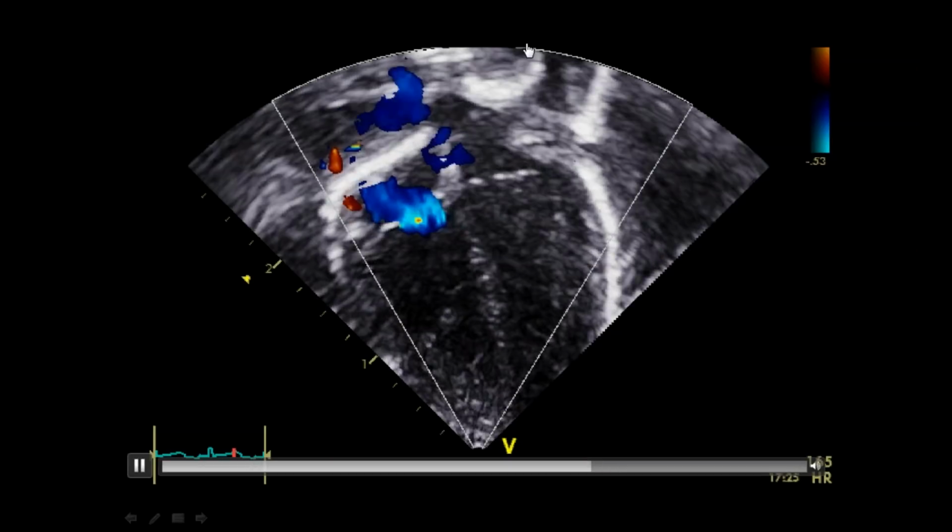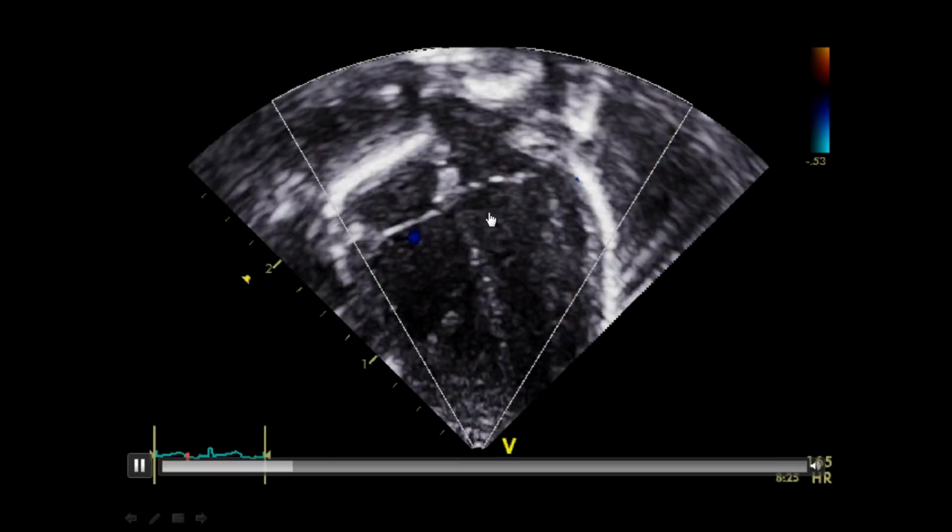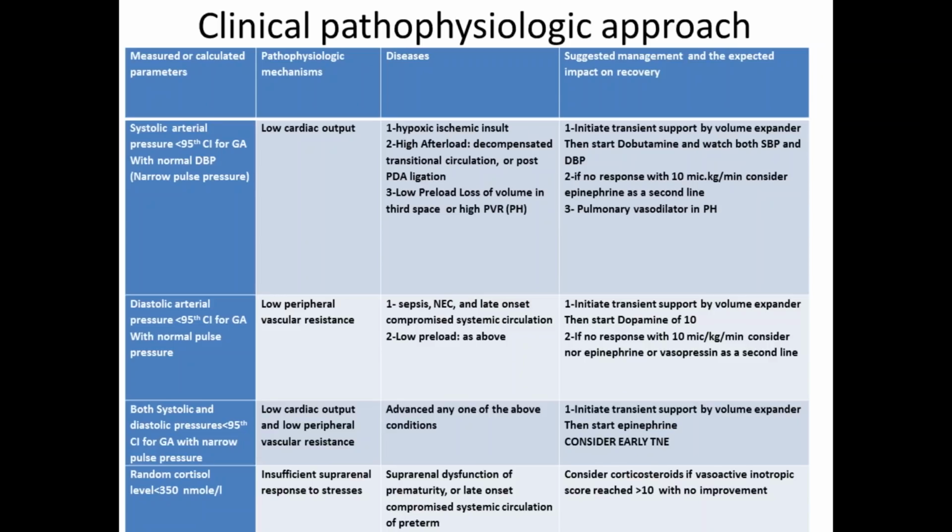So the infant is a little bit tachycardic, but the contractility is not that strong. And the cardiac output was just 65 ml per kg in this case. This table actually summarizes everything.